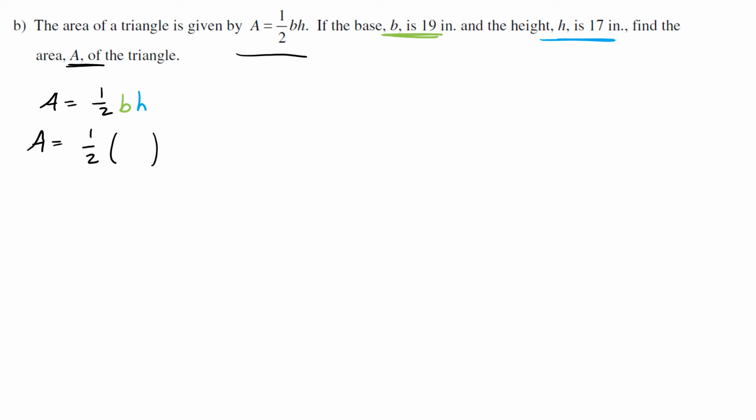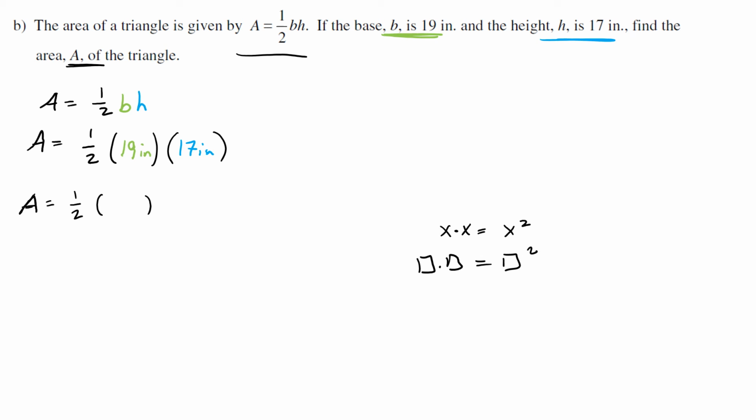So 1/2, and again, units are important, so 19 inches, and our height is 17 inches. Alright, so this is going to be area equals 1/2, and then we need to multiply these together. So when we multiply these, this is kind of interesting here, but let's say to the side here, if we have x times x, well that's x squared, right? If I have square times square, well that's square squared. Probably shouldn't have said square squared, but you get the gist, right? So that means if I have inches times inches, I have inches squared.